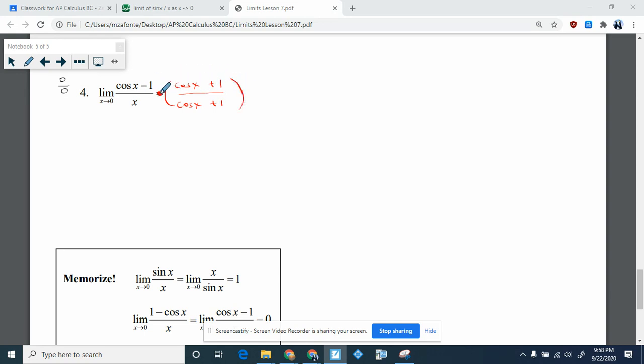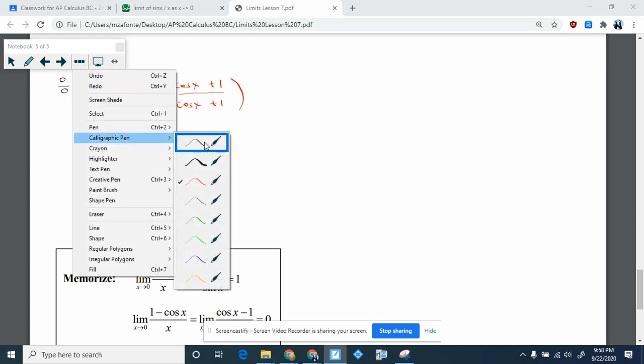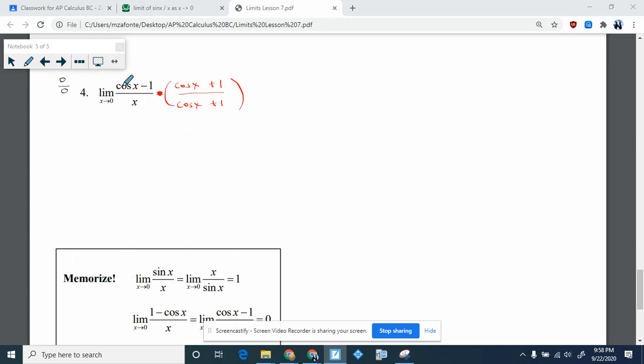So that's why I'm allowed to do this. Now, why in the world would this help me, right? Well, let's find out. If I distribute up top, I get cosine x times cosine x. That's cosine squared x. What happens when you multiply conjugates?